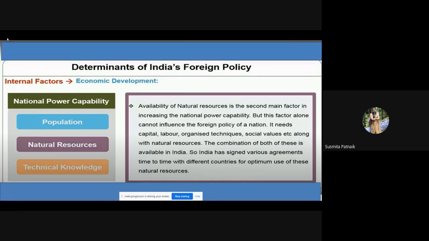So we say that we are a rich country having a great manpower, having affluent natural resources, but till now we are taking the help of the technical knowledge of China.